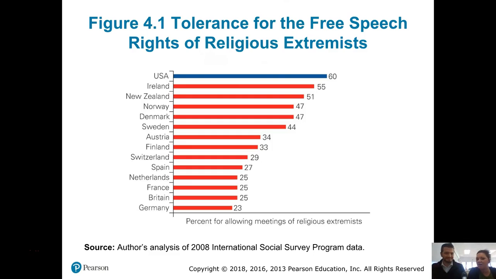Okay, free speech tolerance around the globe. Specifically, you see here that the United States is the most tolerant of the free speech rights of religious extremists. And that's really interesting. Again, we live in such a diverse country, and this really surprised me when I first saw it, looking at Britain and France. And I guess the only one that really makes sense would probably be Germany at the bottom. Too soon.